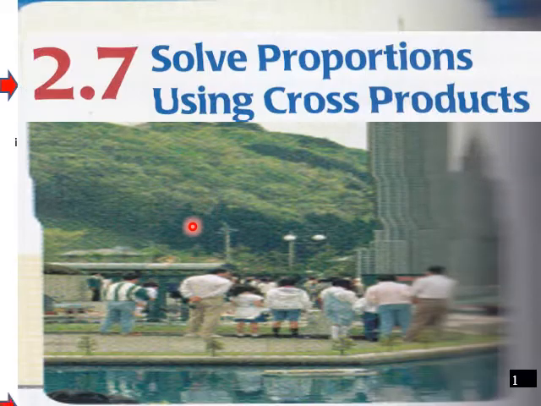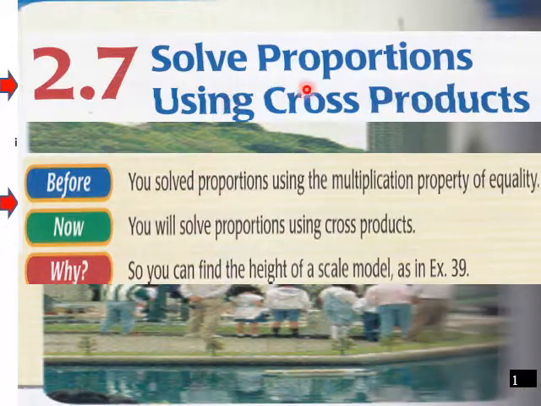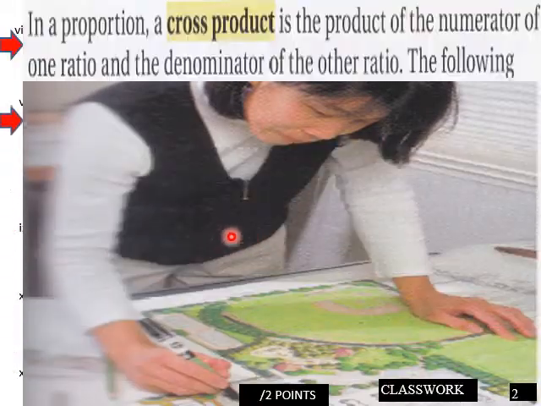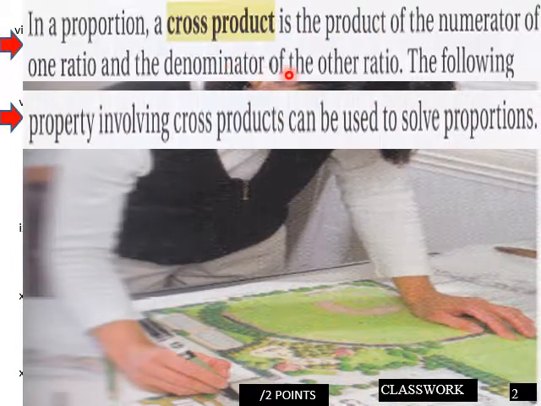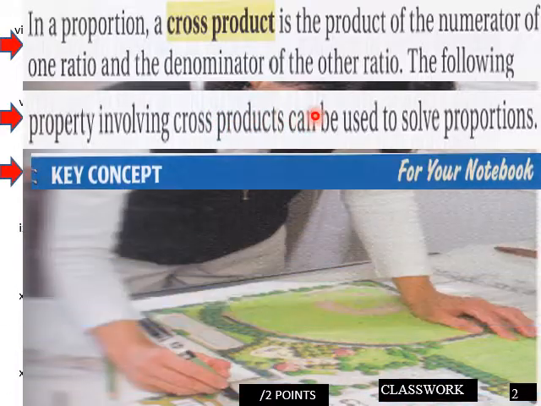We're going to go right into our lesson now, 2.7, using proportions and also using cross products to solve proportions. We use the multiplication property of equality. You will solve proportions using cross products. In a proportion, a cross product is the product of the numerator of one ratio and the denominator of the other ratio. The following property involving cross products can be used to solve proportions.